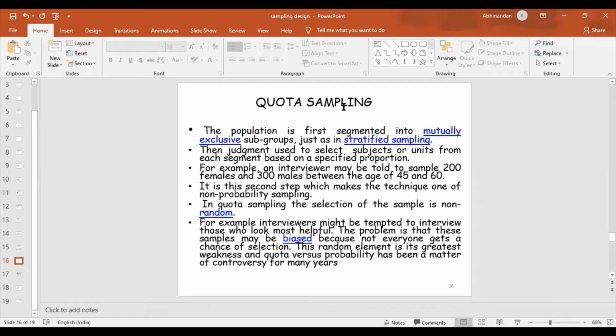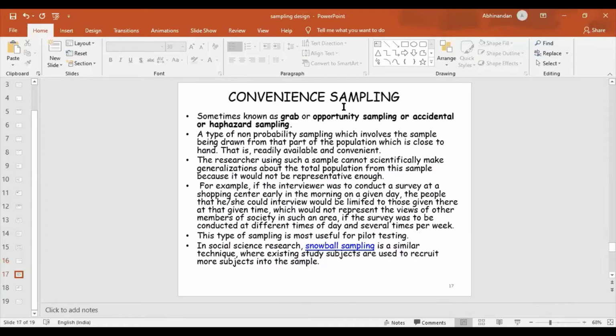And this type of selection is always biased. For example, the interviewer might be tempted to interview those who look most helpful. In the selection of quota sampling, he may select those samples who look more helpful. At that time, the opinion given by such respondents may be biased, or the selection technique is not scientific. And the next one is convenience sampling.